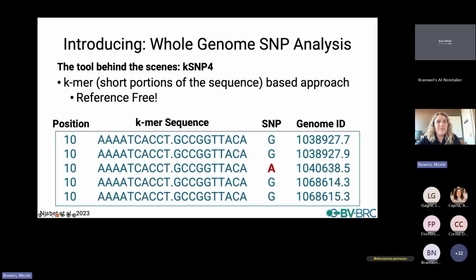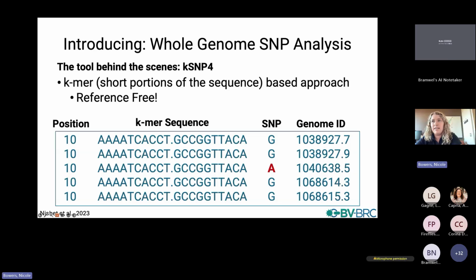So starting on the left, we have the position, and there were more rows. I selected these to keep it simple. At position 10, this was our kmer sequence. In this case, the kmer length was 20, which means we have, well, maybe 21 because we have 10 and 10 nucleotides. And the period represents where the SNP was. In the SNP column, 4 of the 5 have the G nucleotide, but in our third genome, it was changed for an A.